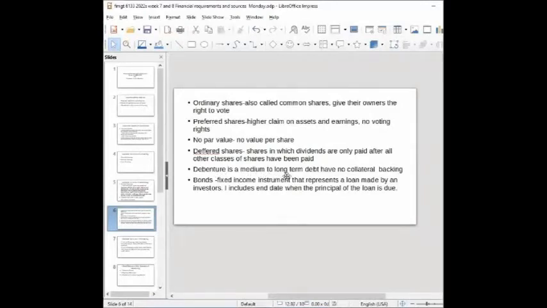A debenture is a medium to long-term debt which has no collateral backing, while a bond is a fixed income instrument that represents a loan made by an investor. It includes an end date when the principal of the loan is due.